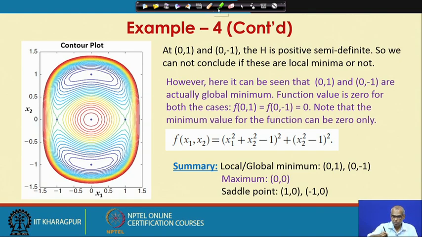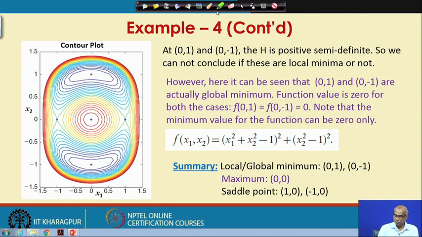So, as a summary, you have point 0 0 as maximum, 1 0 and minus 1 0 are saddle points, and 0 1 and 0 minus 1 are local minimum, and these are also global minimum. So, with this would like to stop here.